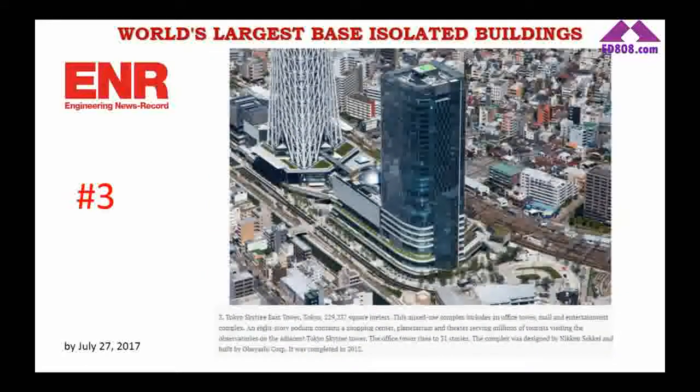The third building is in Tokyo, a high-rise building, Tokyo Sky 3 East Tower. It covers more than 200,000 square meters of closed area.